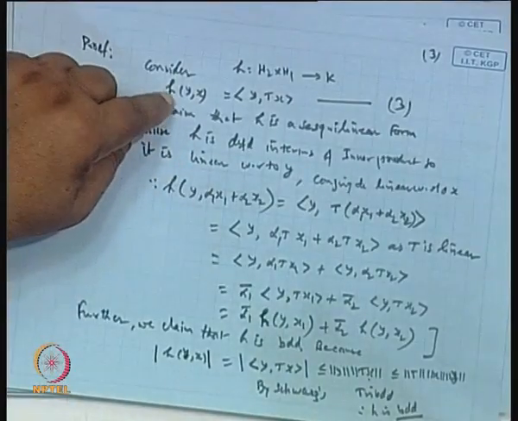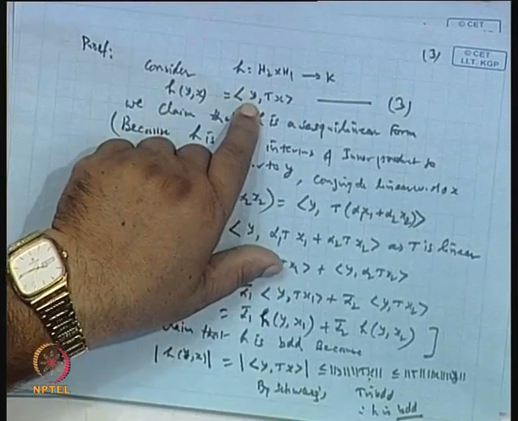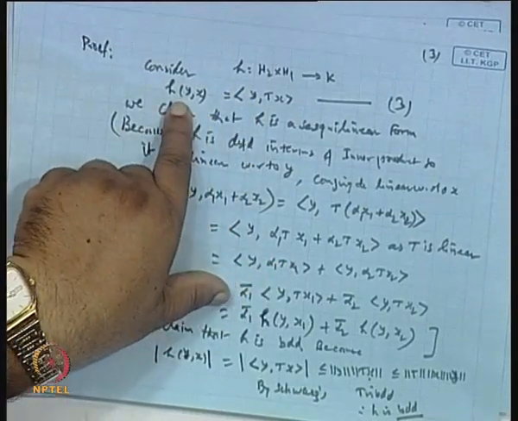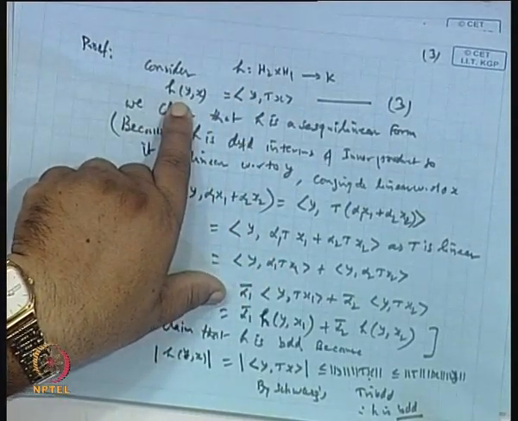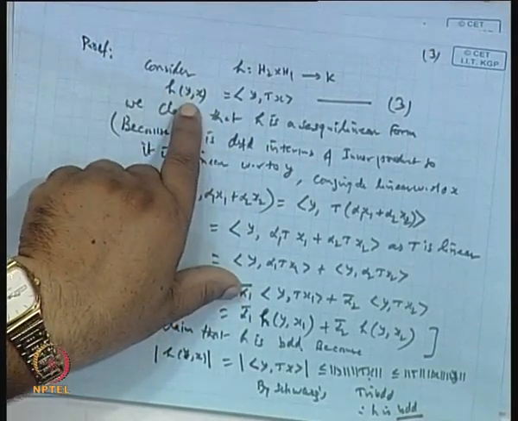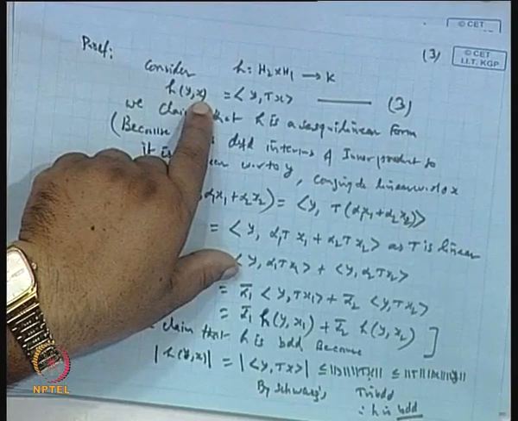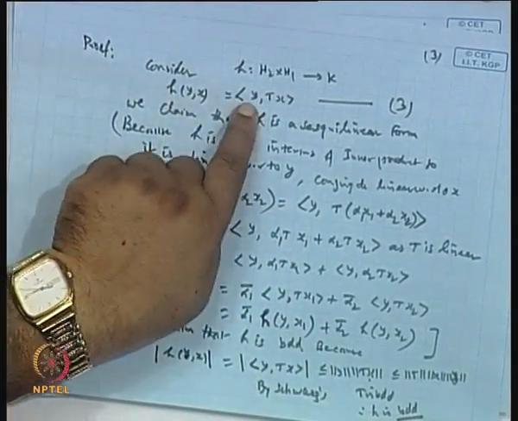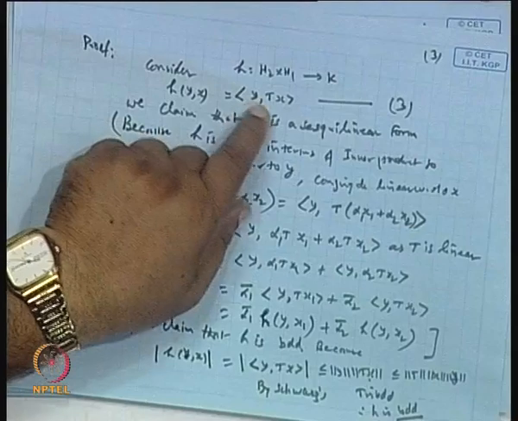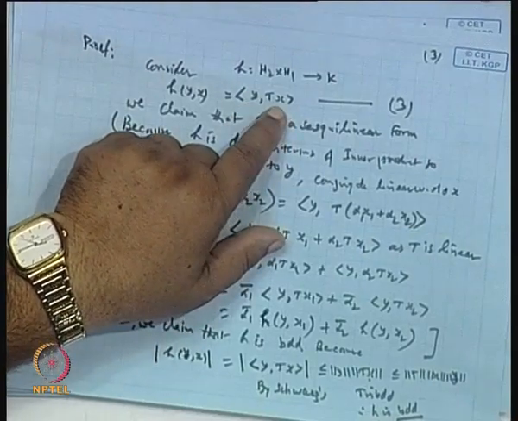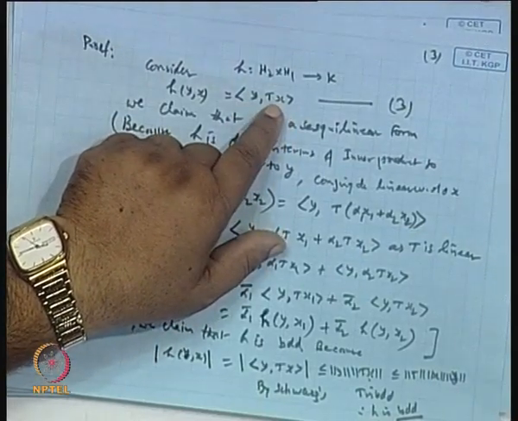So, I have considered a functional h of (y, x) in the form of an inner product. So far, we do not know that h is a sesquilinear form, but if it is linear with respect to the first coordinate and conjugate linear with respect to the second coordinate, then it becomes sesquilinear. The linearity follows because it is an inner product.